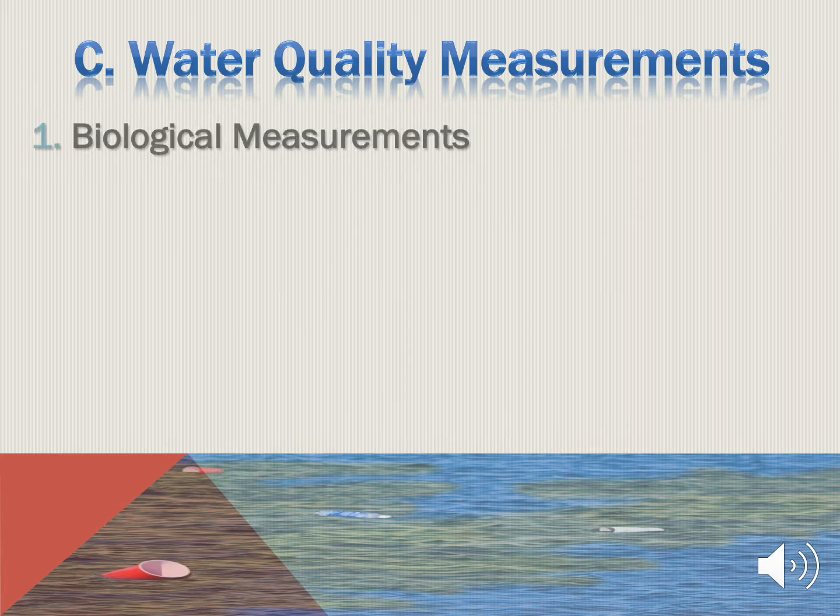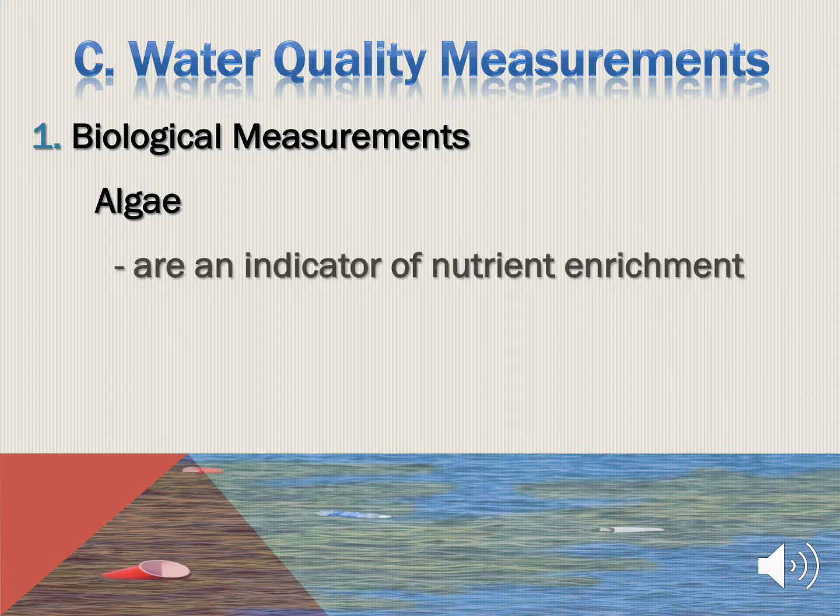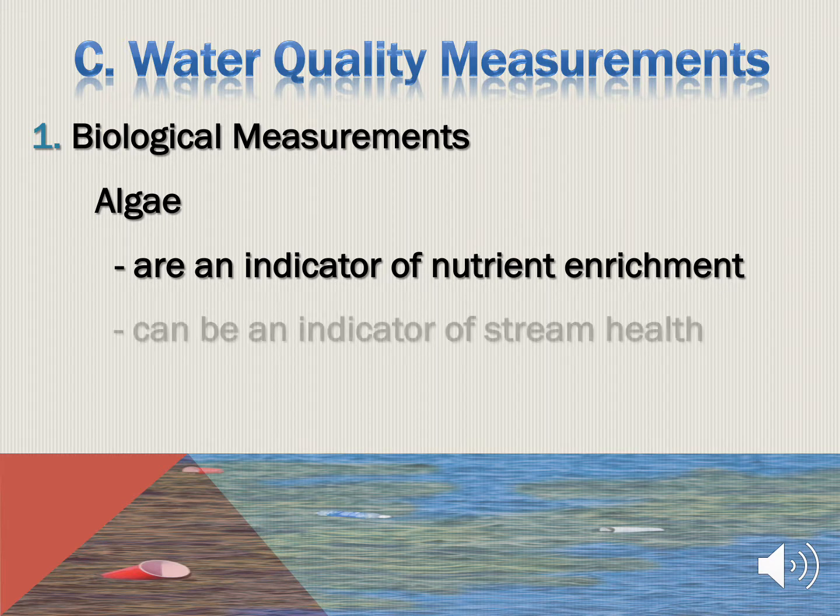Another biological measurement that's not used as much as the others is algae. Algae can be a good indicator of nutrient enrichment in a water body. And there are people that use algae as an indicator of stream health by looking at the quantity and the species of algae that are present.